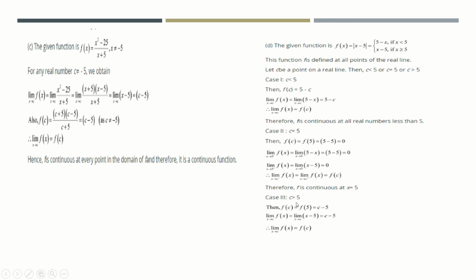When x is greater than 5, there is only one function, x minus 5. So here also I am proving that it is continuous. So the given modulus function is continuous at all the points of the real line.